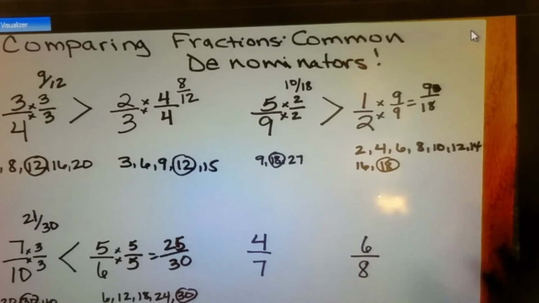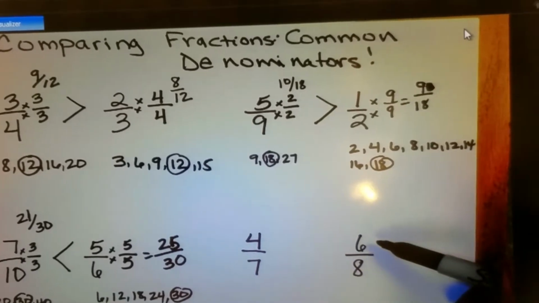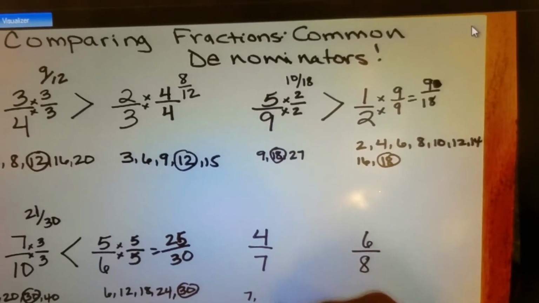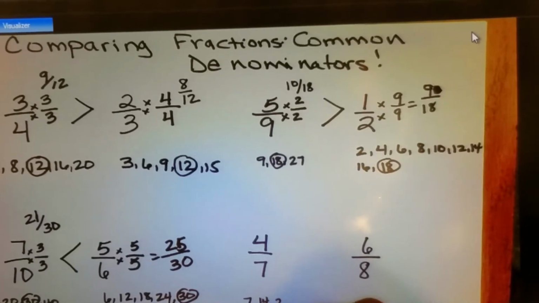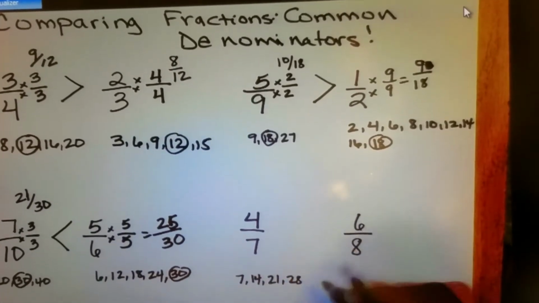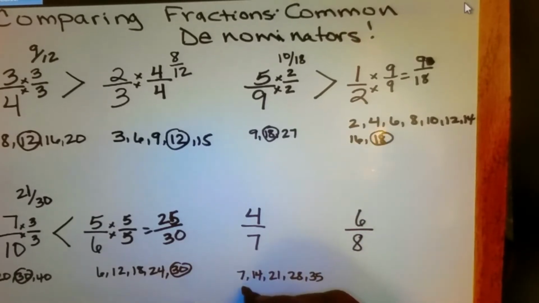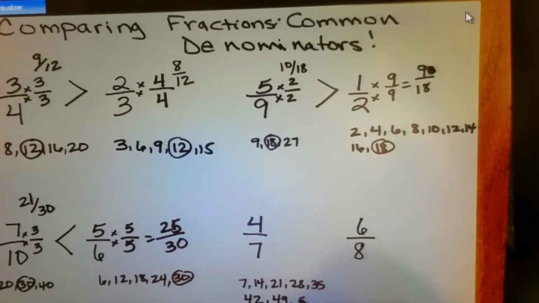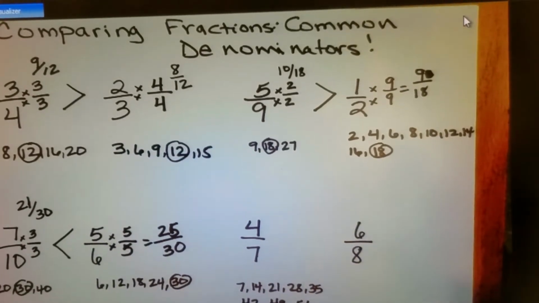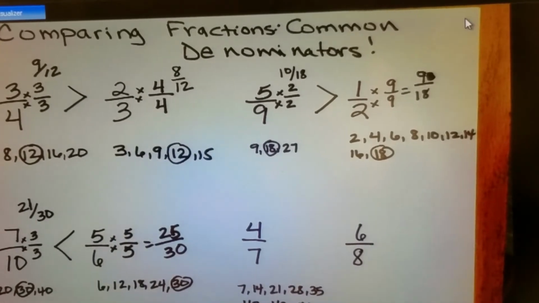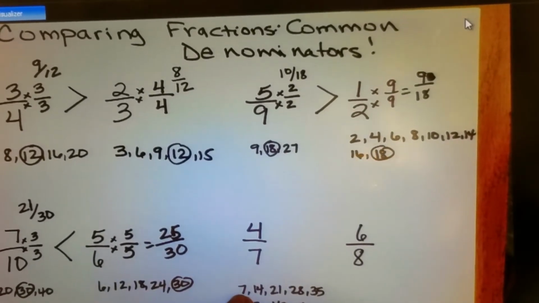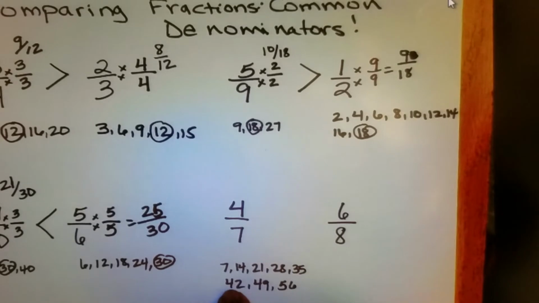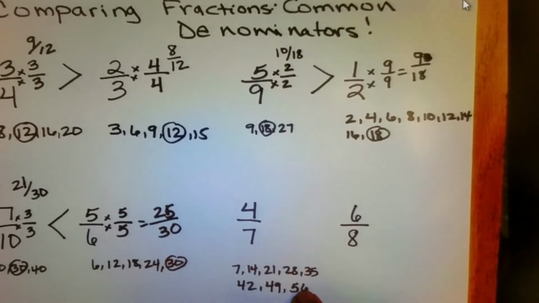All right, here's our next one. 4 7ths compared to 6 8ths. So I need to be skip counting my 7s over here. 7, 14, 21, 28, 35, 42, 49, 56. That's a lot of skips there. If I know how to multiply in my mind, this is 7 times 1, 7 times 2, 7 times 3, 7 times 4, 7 times 5, 7 times 6, 7 times 7, and 7 times 8.